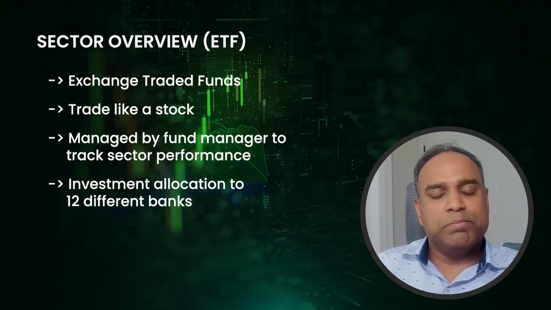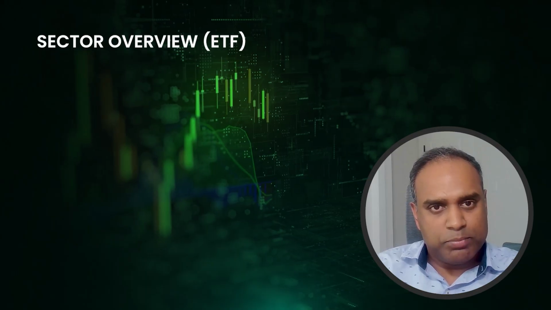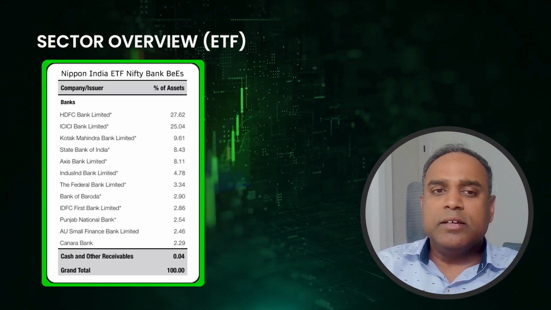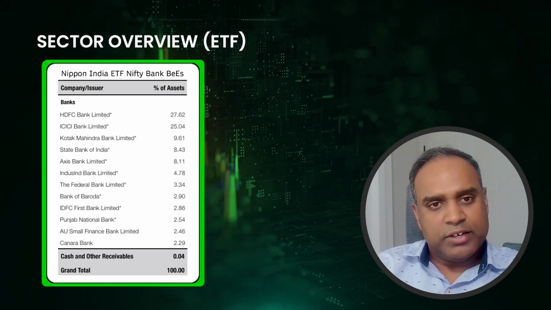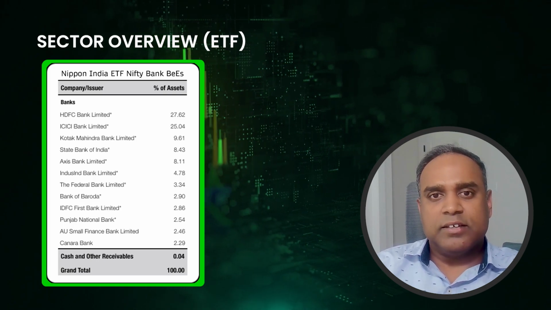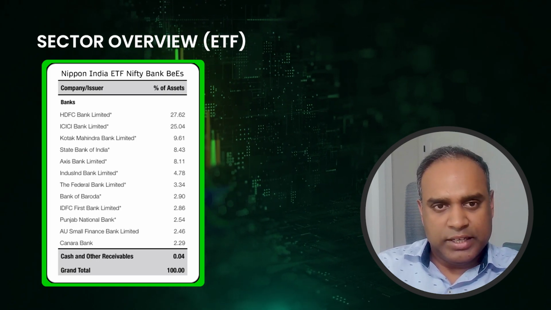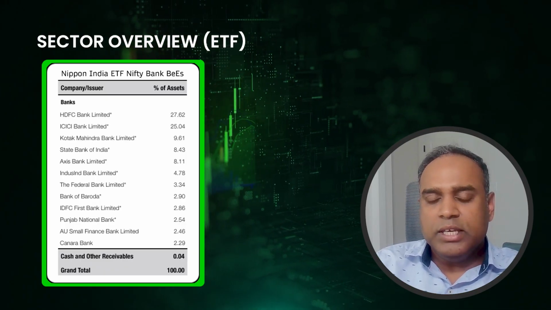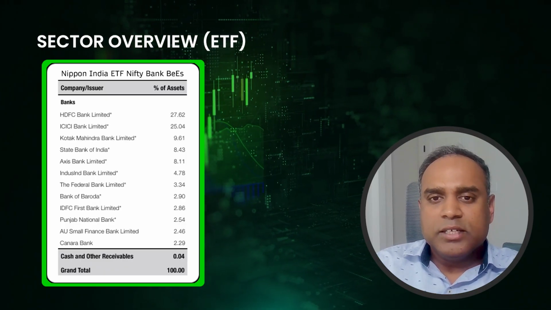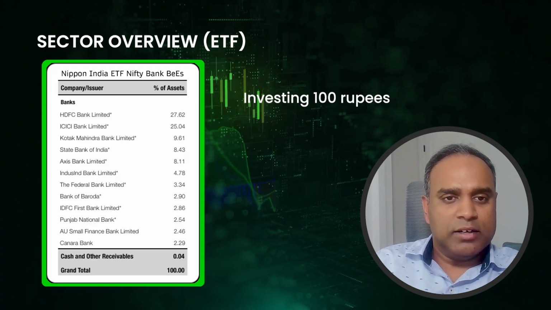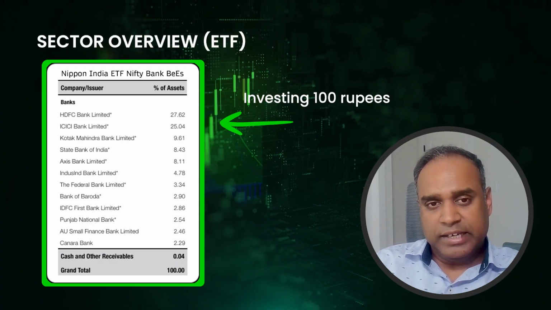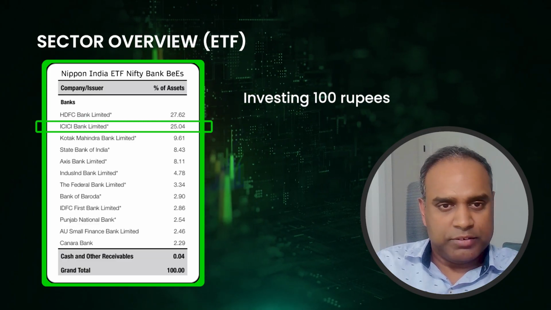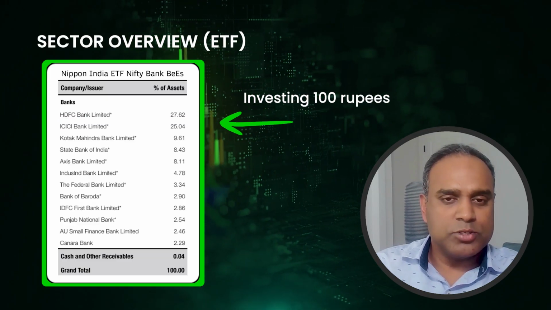So let's take an example exchange traded fund. This is the Nippon India ETF Nifty Bank BeES, and this is one of the more popular ETFs. If you're investing money into this ETF, your money will be taken by the fund manager and invested into these 12 banks in this proportion. So if you're investing 100 rupees into this ETF, 27.62 will go to HDFC Bank, 25.04 will go to ICICI Bank, and so on.